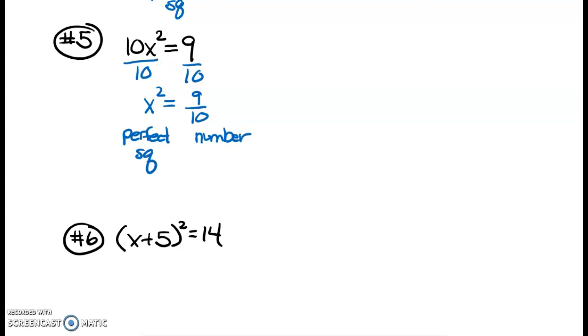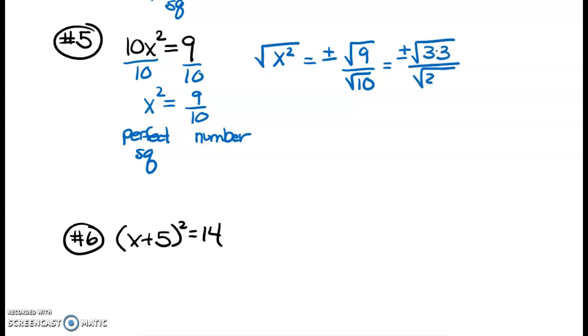So we're going to take the square root of both sides. So I get the square root of x squared equals plus or minus, don't forget that. And remember, when you have fractions, you can separate your fraction into the numerator and denominator, taking the square root of each separately. So I know that 9 is a perfect square. It's 3 times 3. But 10 only gives me 2 times 5. So that's not going to simplify. So I know with this, I'm going to get a nice perfect square. I'm going to get 3 over the square root of 10.